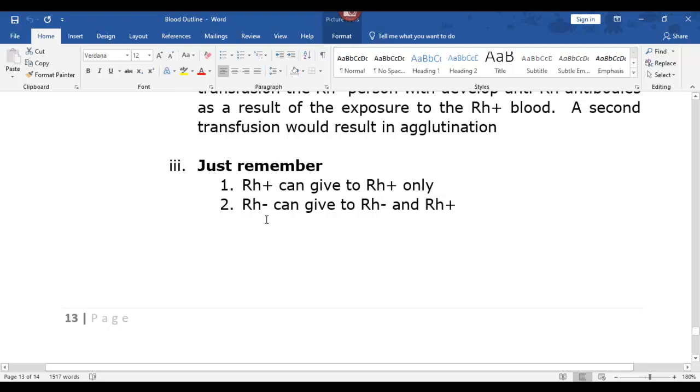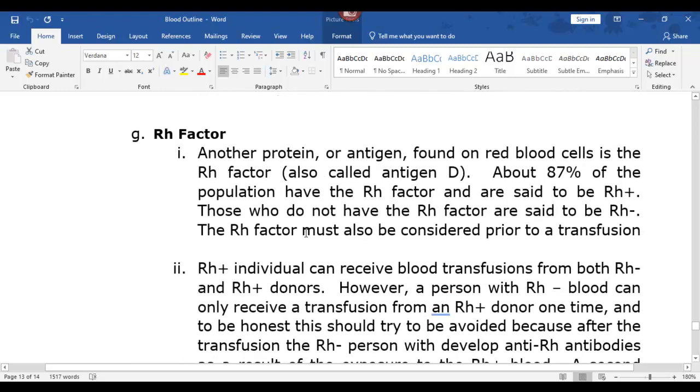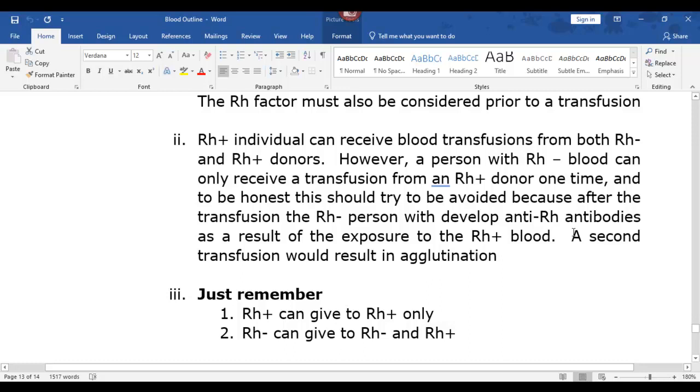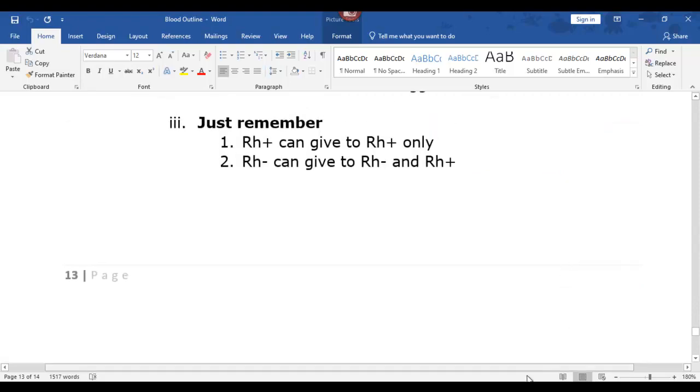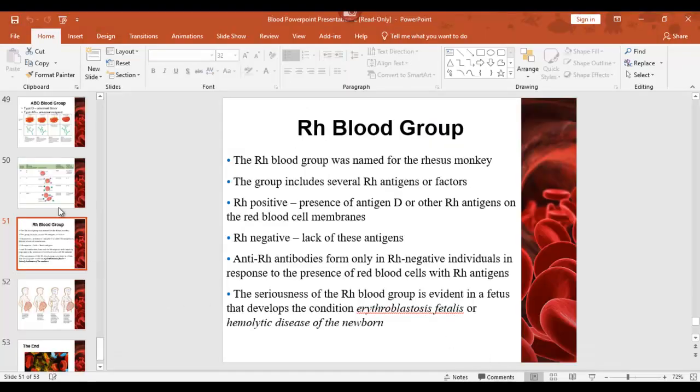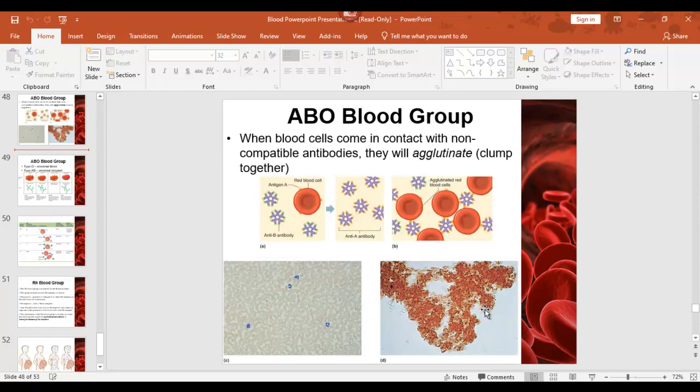The reason you can't donate to negative if you're Rh positive is because this antigen will be seen as a foreign invader, just like they got vaccinated. There would be no trouble the first blood transfusion, but the second one, they will have developed what are called these down here, these anti-Rh antibodies. And so then you would have a problem. Then you'd have the clumping, and then you'd have what's called a transfusion reaction. And you don't want that.